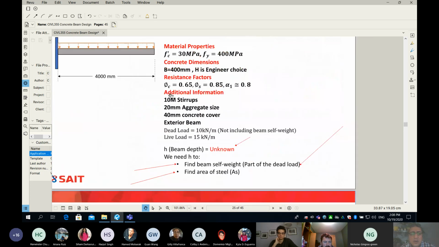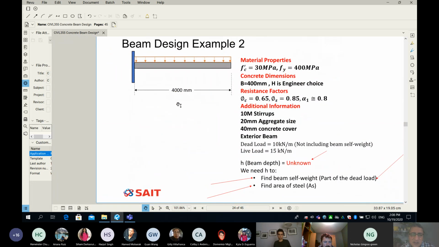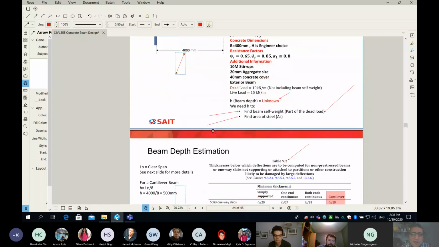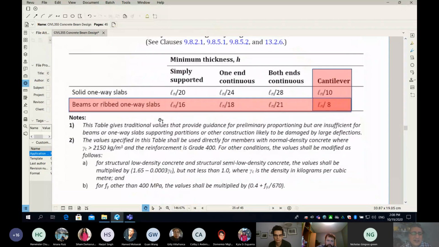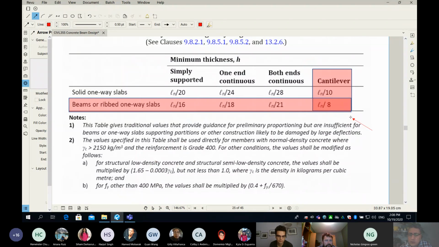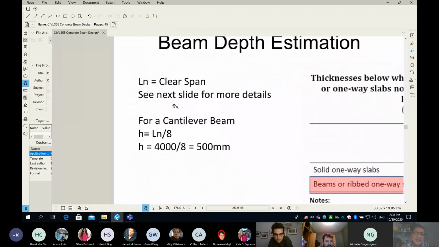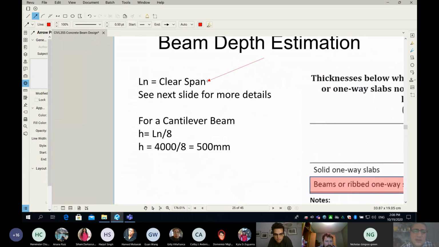So I'm asking you guys, what is my beam? Is it a cantilever beam, or simply supported, or continuous beam? Any help? Cantilever. Thank you, sir. Okay, so it's a cantilever beam. And if it's a cantilever and it's a beam, we go for that column in the table, and you can see here what you're supposed to do: divide L sub n by 8. So your factor here is 8. Now the question is, what is L sub n? L sub n is called the clear span.